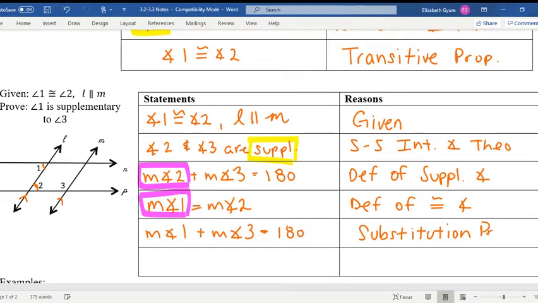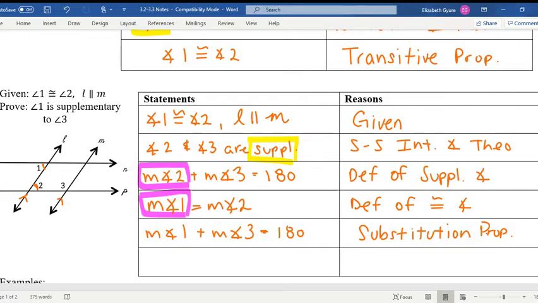So remember, with the substitution versus the transitive property, you're actually taking a value and plugging it into an equation that already exists, right? So that's why this one is substitution and not transitive. And then we've now shown that they add to be 180. Are you basically done? What's the last thing I need to say?